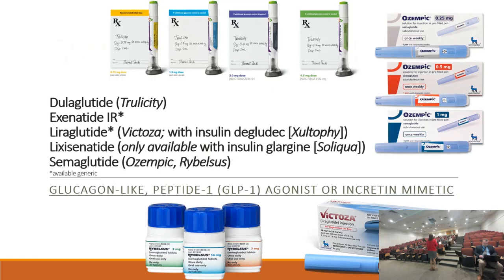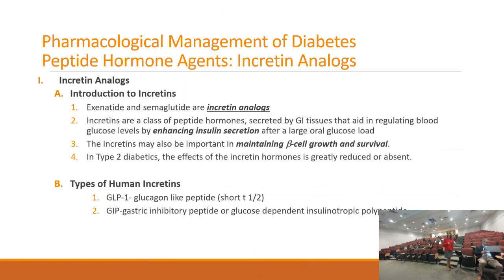Exenatide immediate release, I saw it's available generic. I have never seen it used. Has anyone else seen it used? Someone, have you? No. Apparently it's still on the market. I almost removed it from the slides, but it looks like it's still there. And liraglutide went generic last year. So there are some generics, but they're still very expensive. So I would think about this as a pretty expensive drug class, and patients would need insurance to be able to pay for it. All right, so let's talk about how they work.